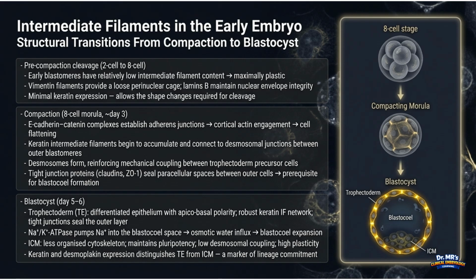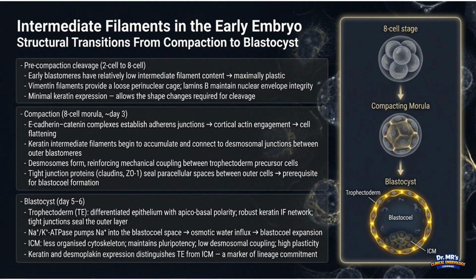And to make that sheet functional, they seal the uppermost gaps between the cells with tight junctions, utilizing sealing proteins like claudins and ZO1, which also tie back into the actin cytoskeleton. This sealing is biologically imperative because by day 5 or 6, to become a true blastocyst, the trophectoderm has to start moving fluid. The Na+/K+ ATPase pumps on the basolateral membrane start aggressively moving sodium ions into the central space of the embryo. Water follows the sodium osmotically to expand and pressurize the blastocoel cavity. If those tight junctions aren't perfectly sealed by the tension of actin and keratins, the water just leaks right back out into the culture media, and the blastocyst collapses or fails to expand.